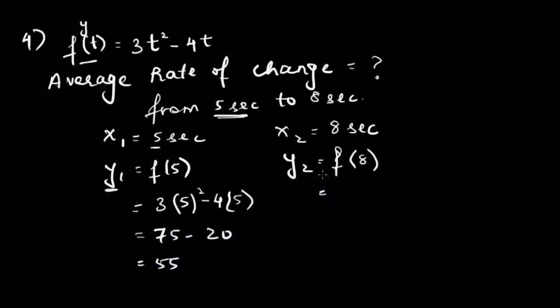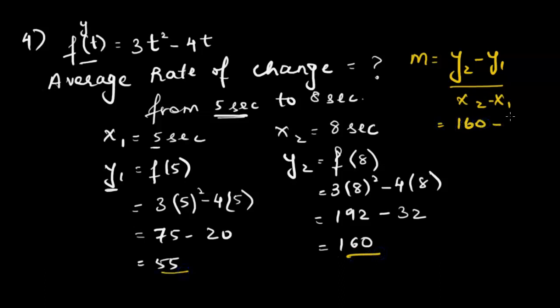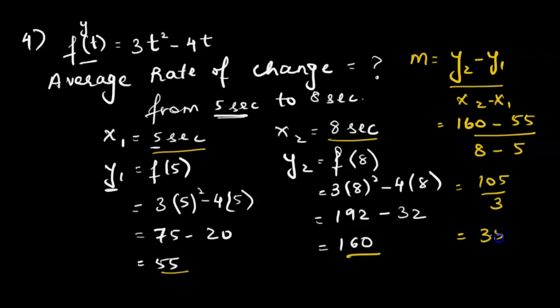Similarly, to find out y2, we would now sub in 8 and we get 192 minus 32, which gives us 160. Now we have all 4 values, x1, x2, y1 and y2. So slope would be equal to AROC, that is y2 minus y1 over x2 minus x1. y2 is 160, y1 is 55, divided by x2 is 8, x1 is 5, and it would give us 105 divided by 3, which is equal to 35.